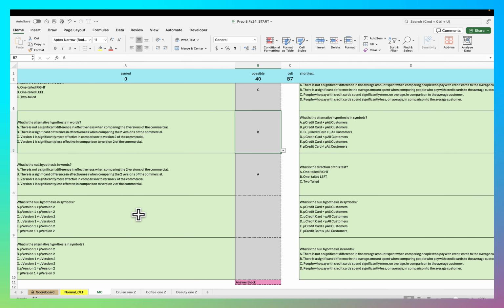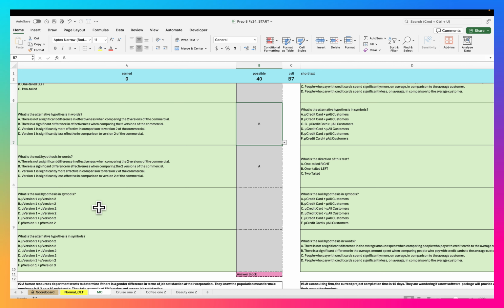Now what about symbols? What's the null hypothesis in symbols? In symbols, the null hypothesis will always be the hypothesis that's the equal sign, so that's D. And the alternative hypothesis will always be the hypothesis that has the not equal sign. Now, when I say always, what I mean is always on a two-tail test. It's going to be different if it's a one-tail test. But for a two-tail test, null will always be equal, alternative will always be not equal. So not equal is C. And we're done with this answer block.